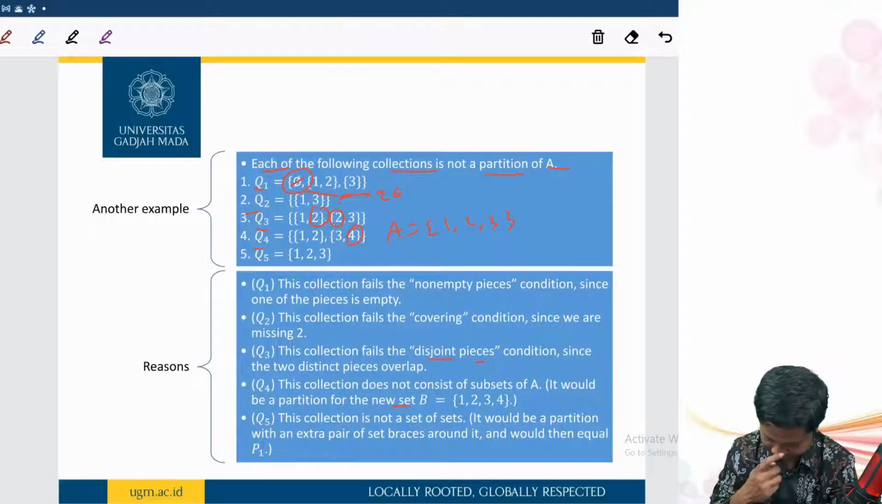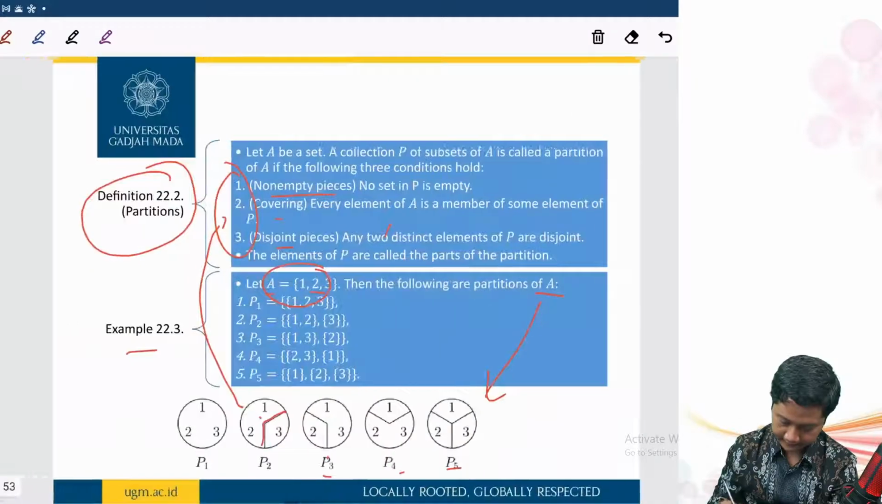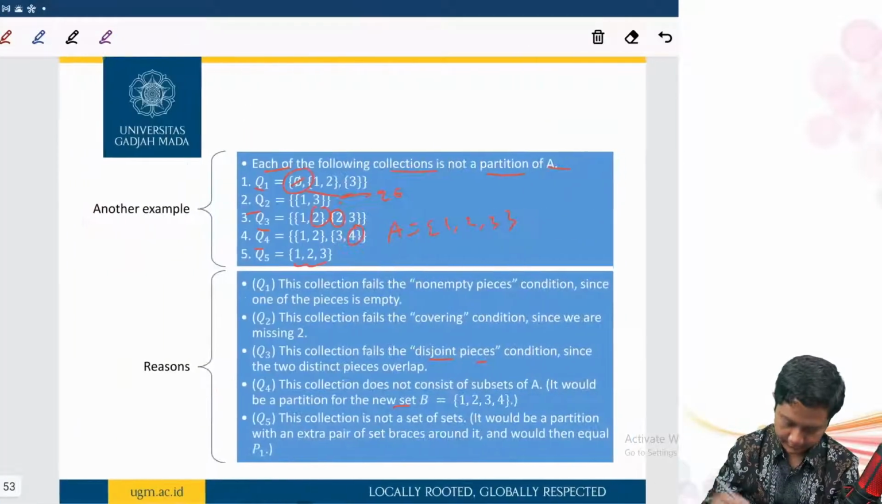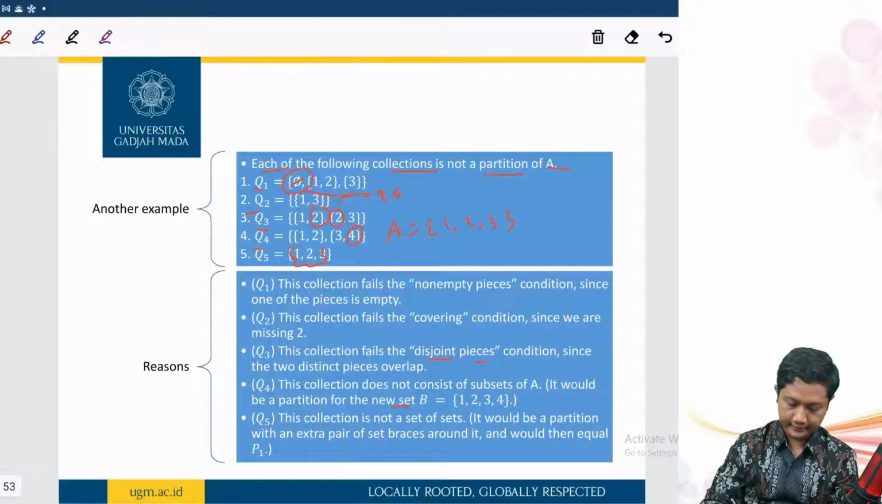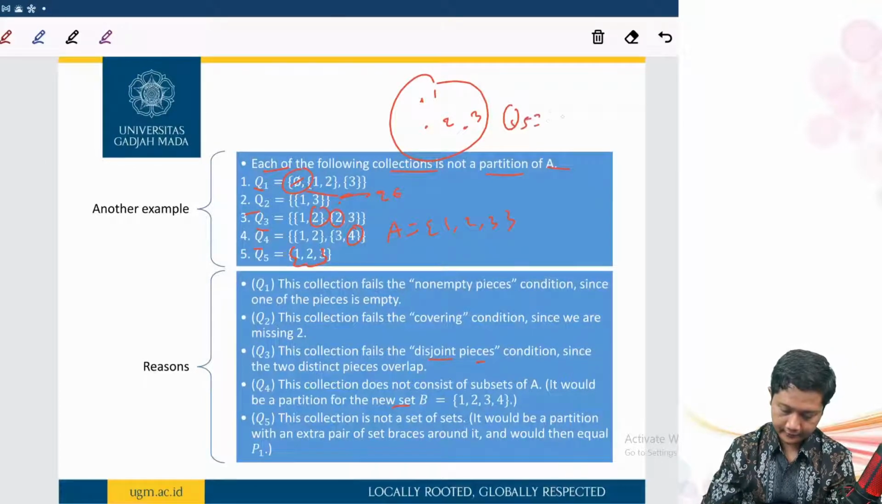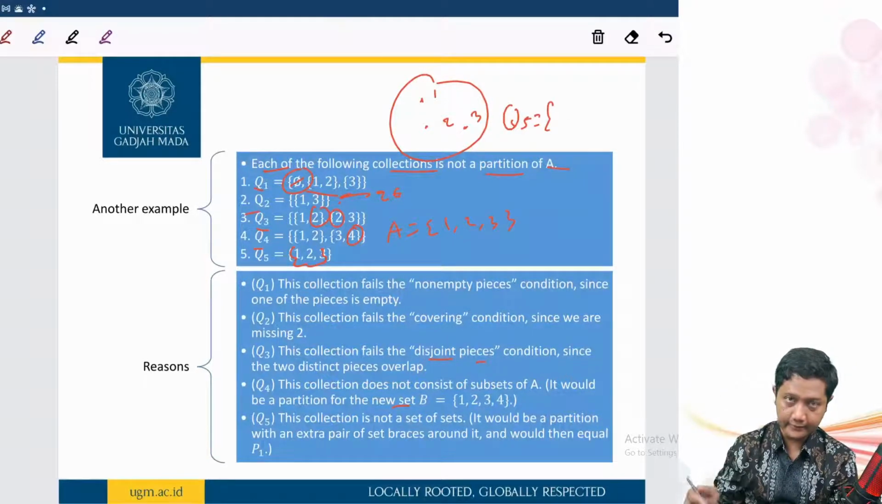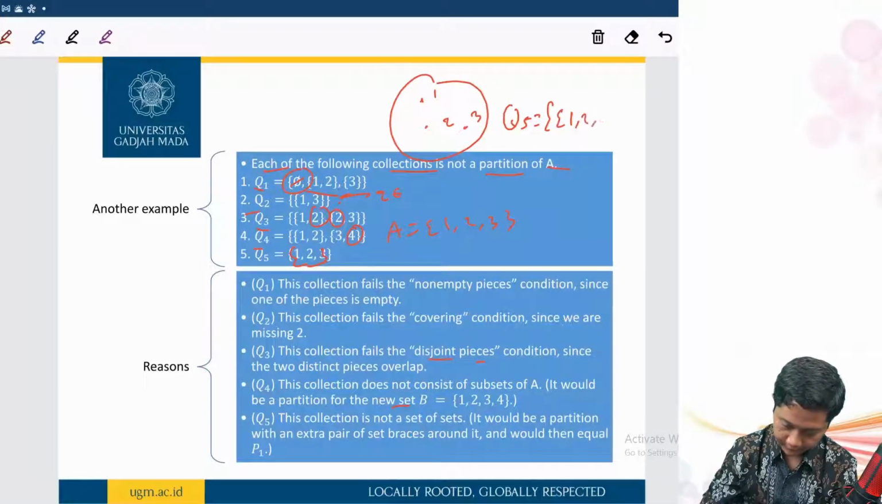And the last one, we cannot write it like this, so we should make a block here. We should add one more bracket if we want the partition to consist of 1 and 2 and 3. So for Q5, if we want a little modification, it should be {1, 2, 3}. Okay.